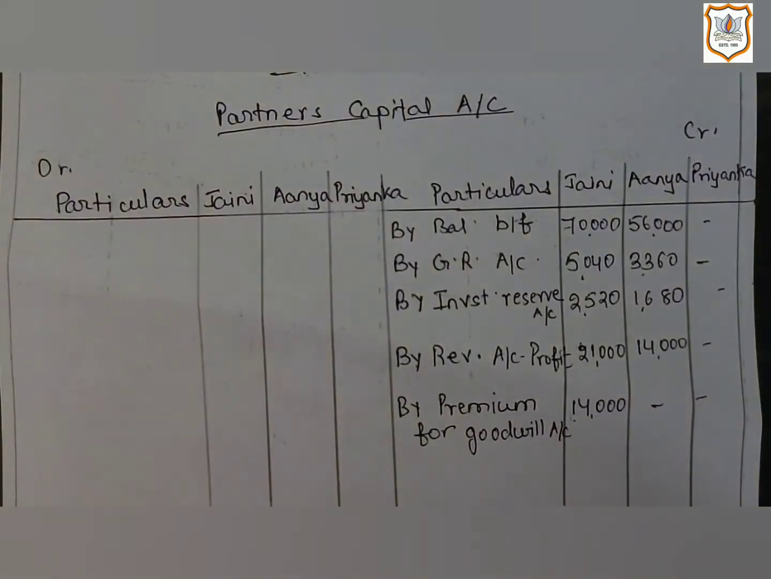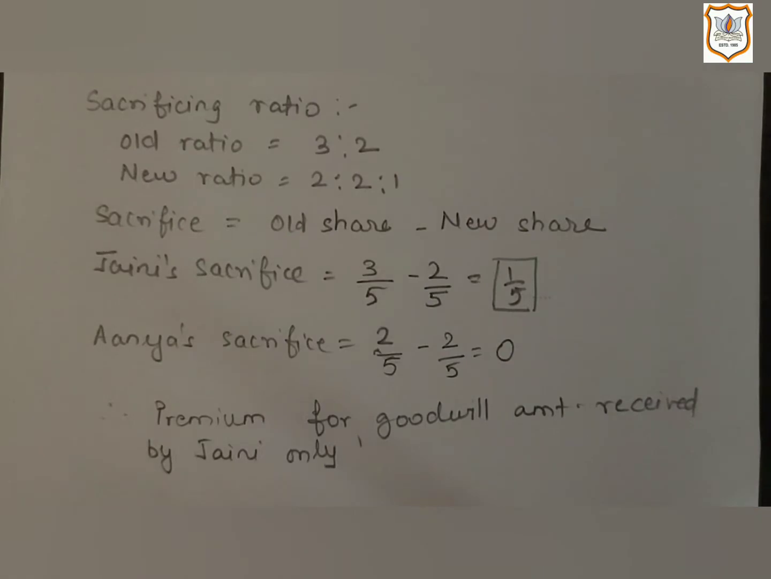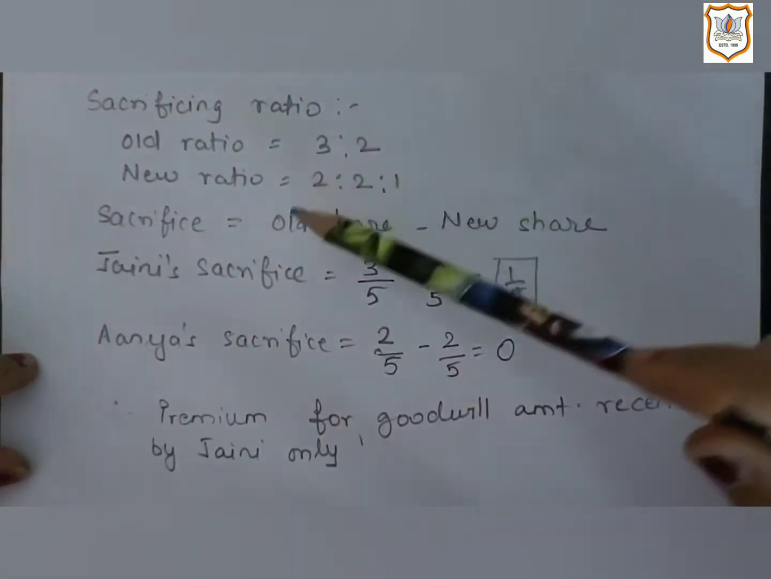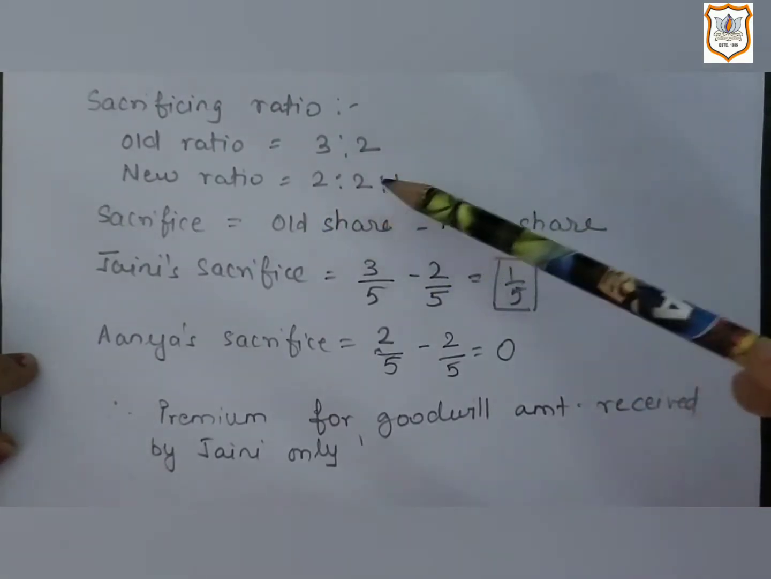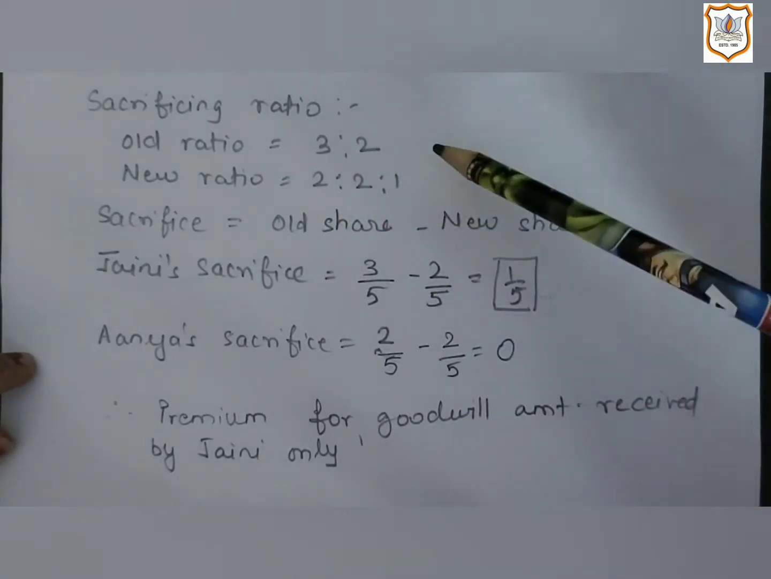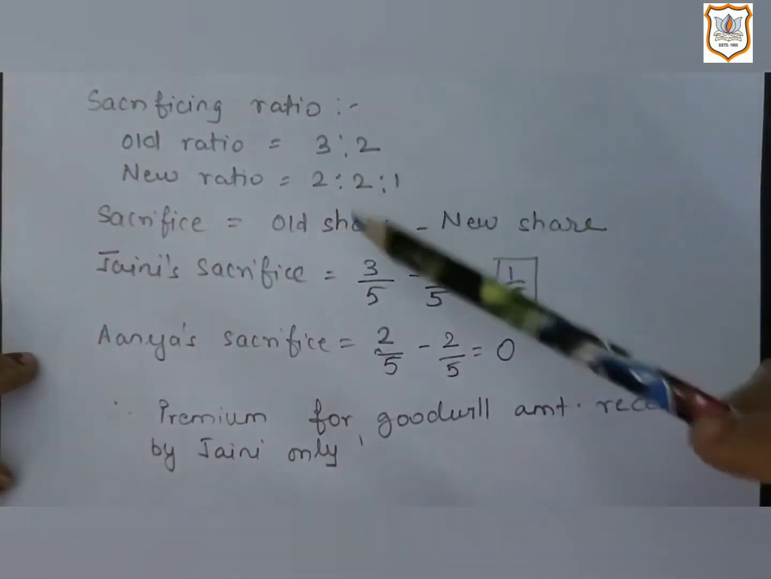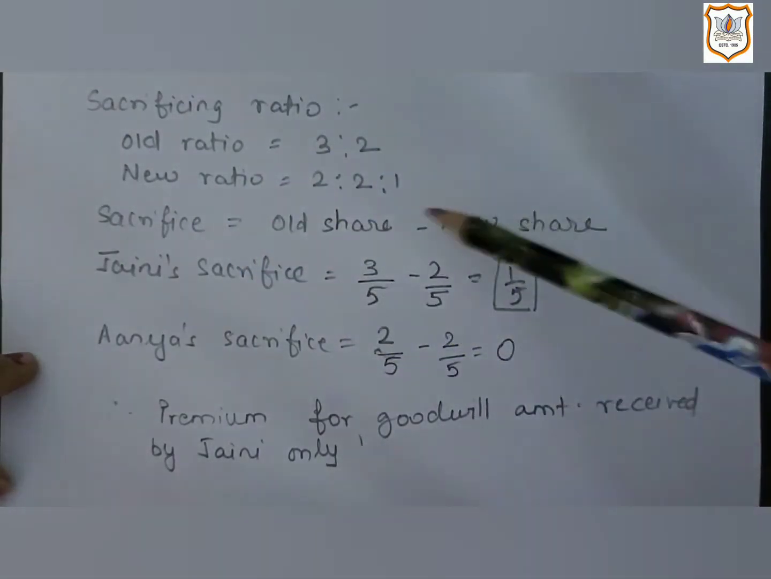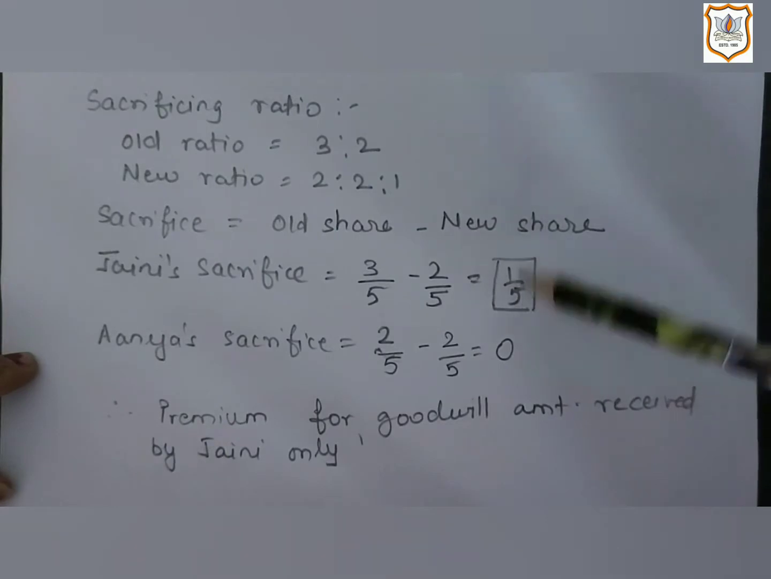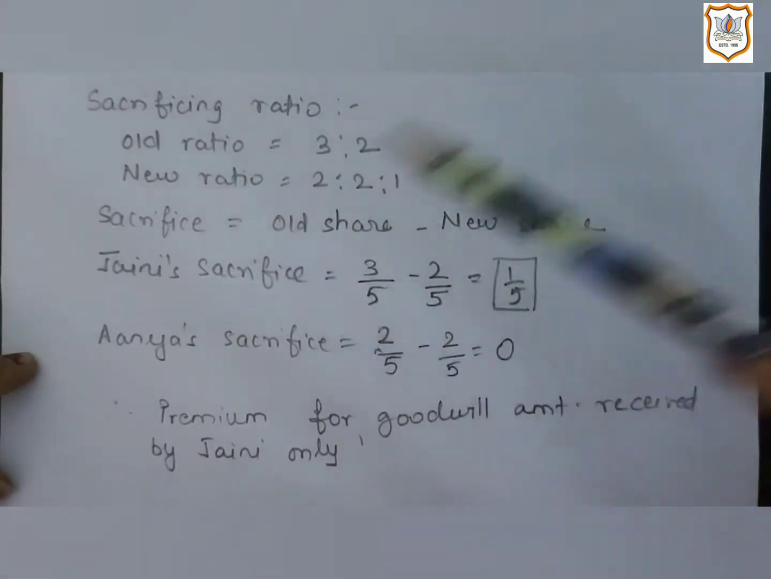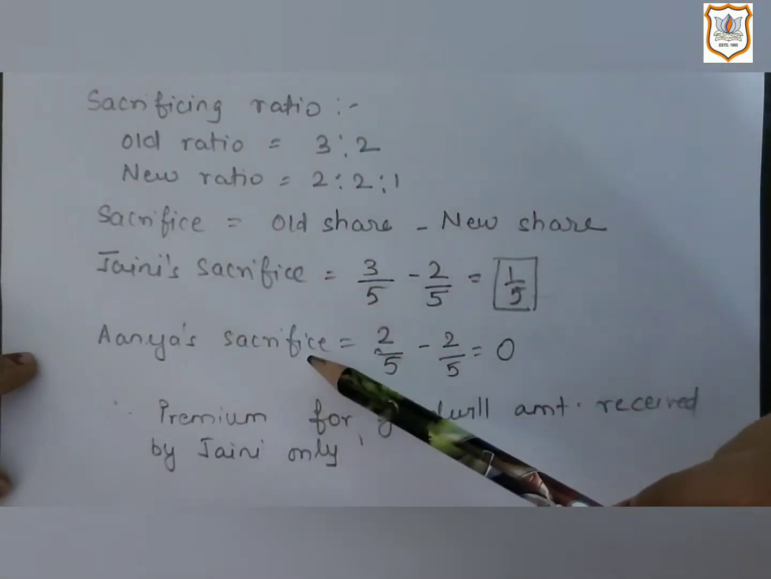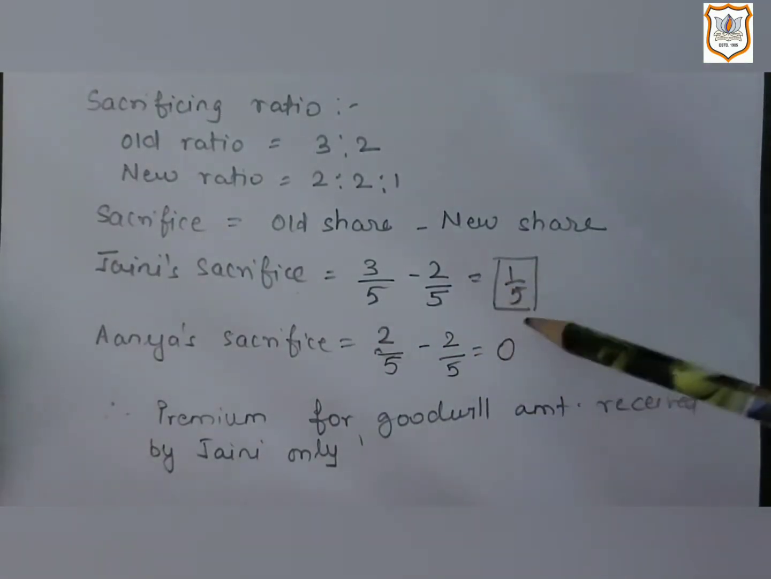Then let us calculate the sacrificing ratio in order to distribute the premium for goodwill to the old partners. Let us see the calculation for the sacrificing ratio. Here the old ratio is given in the question, that is 3:2. The new ratio is given in the third point, that is 2:2:1. By applying the formula of sacrificing ratio, we get 1/5 as Jenny's sacrifice, and Anya is sacrificing nothing. Her sacrifice is nil.